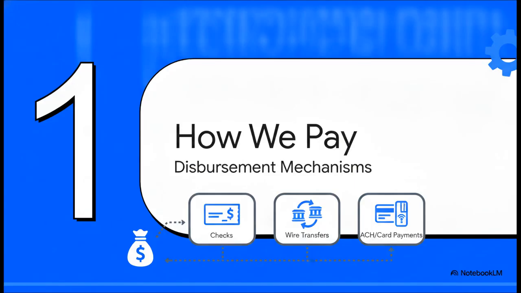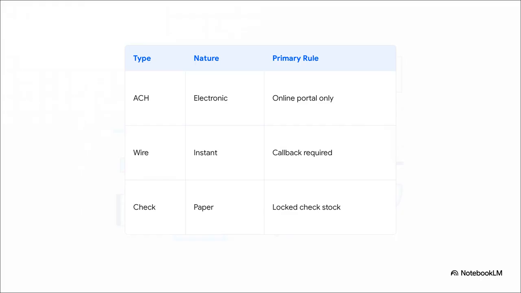All right, let's jump straight into Section 1, how we pay vendors, looking at the mechanisms of disbursement. We'll start with the foundational basics. So, we essentially have 3 distinct ways to get money out the door: ACH, wires, and checks. First up, ACH. These are your electronic bank-to-bank transfers. We use them for the vast majority of our routine vendor payments, and they're always initiated through a secure portal. Simple, right?